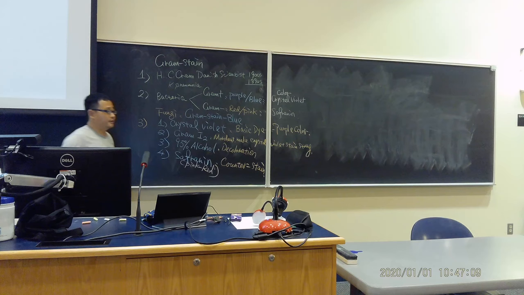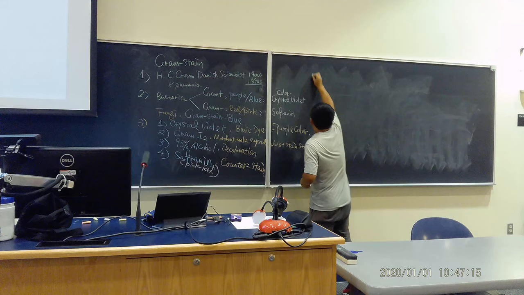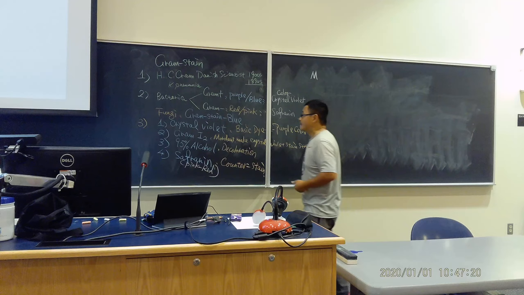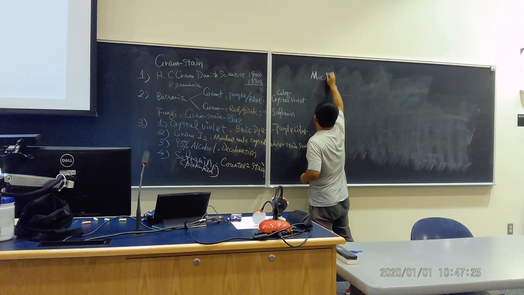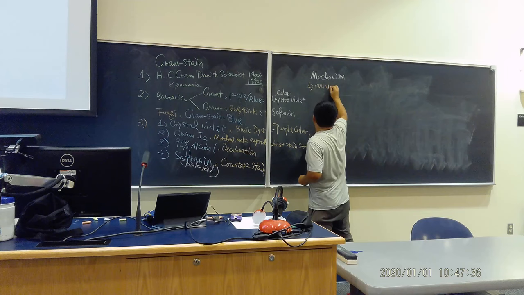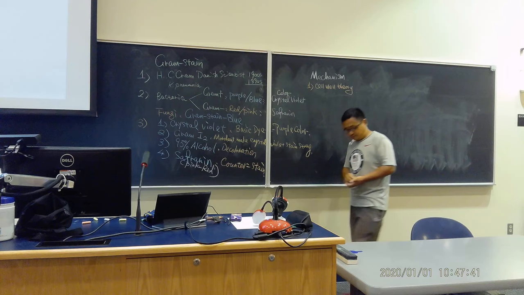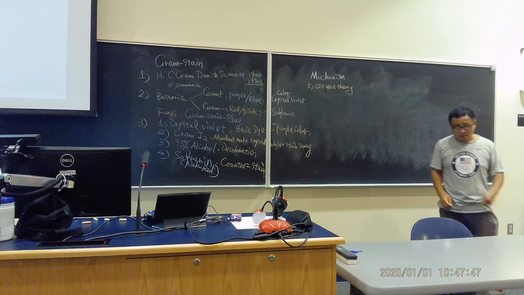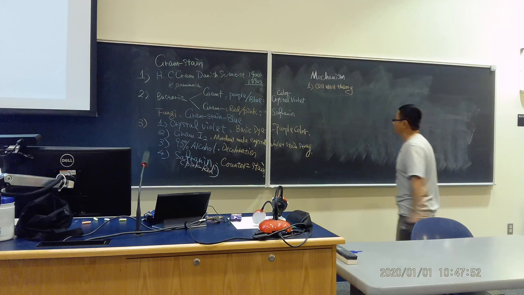Now, the major story. Why does Gram positive stain purple or blue? Why does Gram negative stain red or pink? We're going to talk about a little bit of the mechanism behind that. There are two theories that talk about this. Number one, cell wall theory. Okay, what is going to be the cell wall theory of Gram-positive bacteria? You may have learned about it already in Biology 101. We want to give you a review, okay?